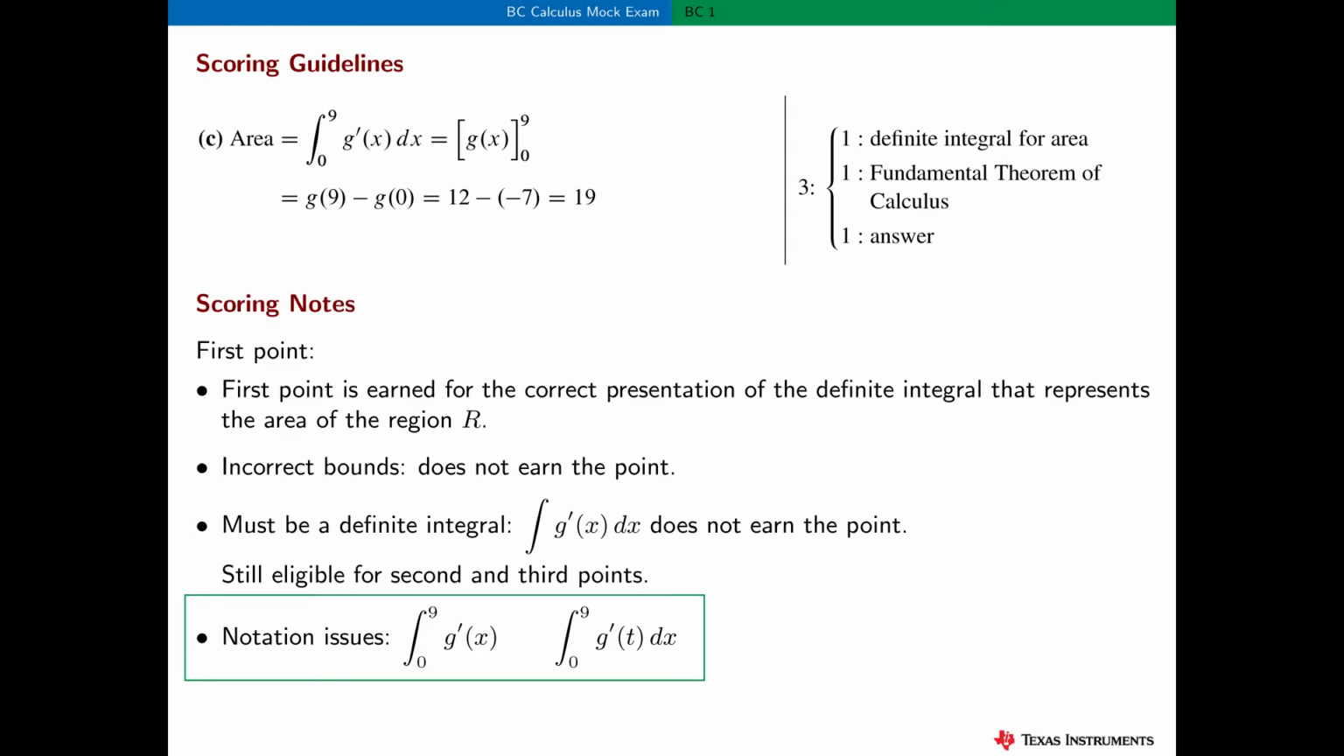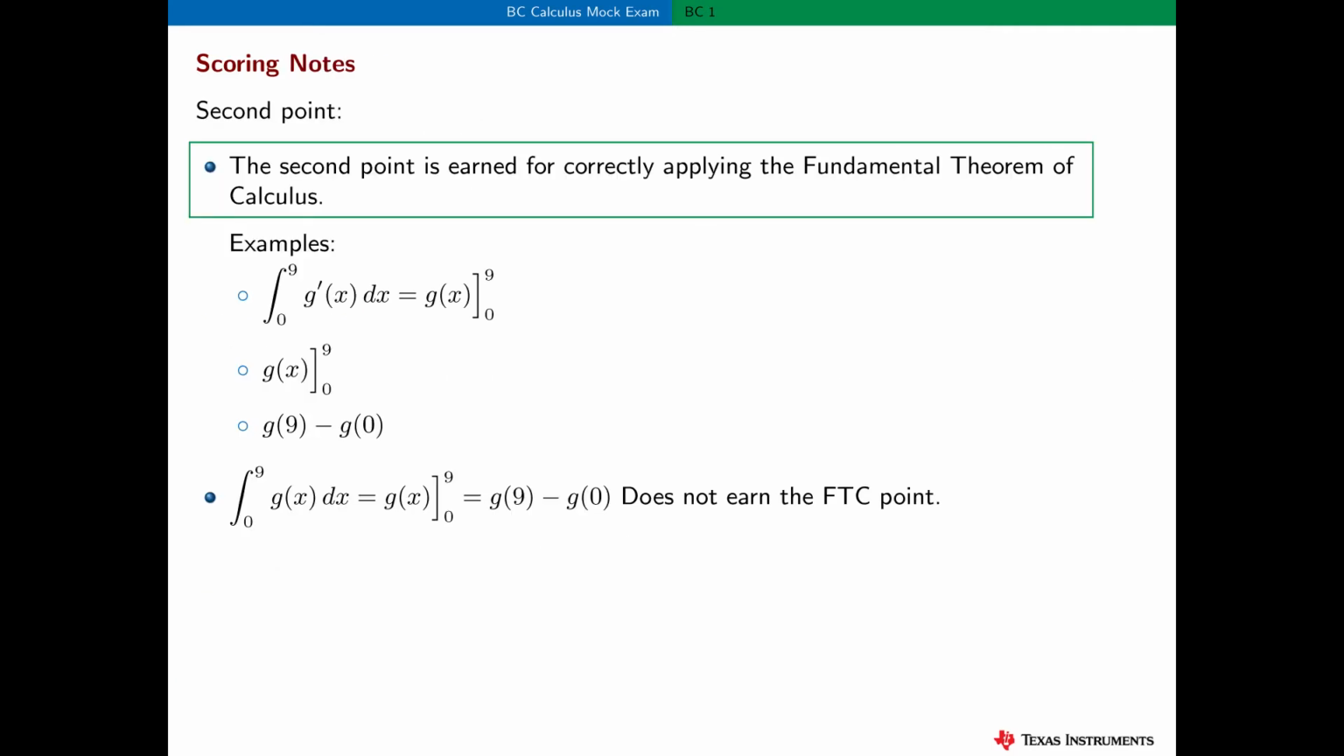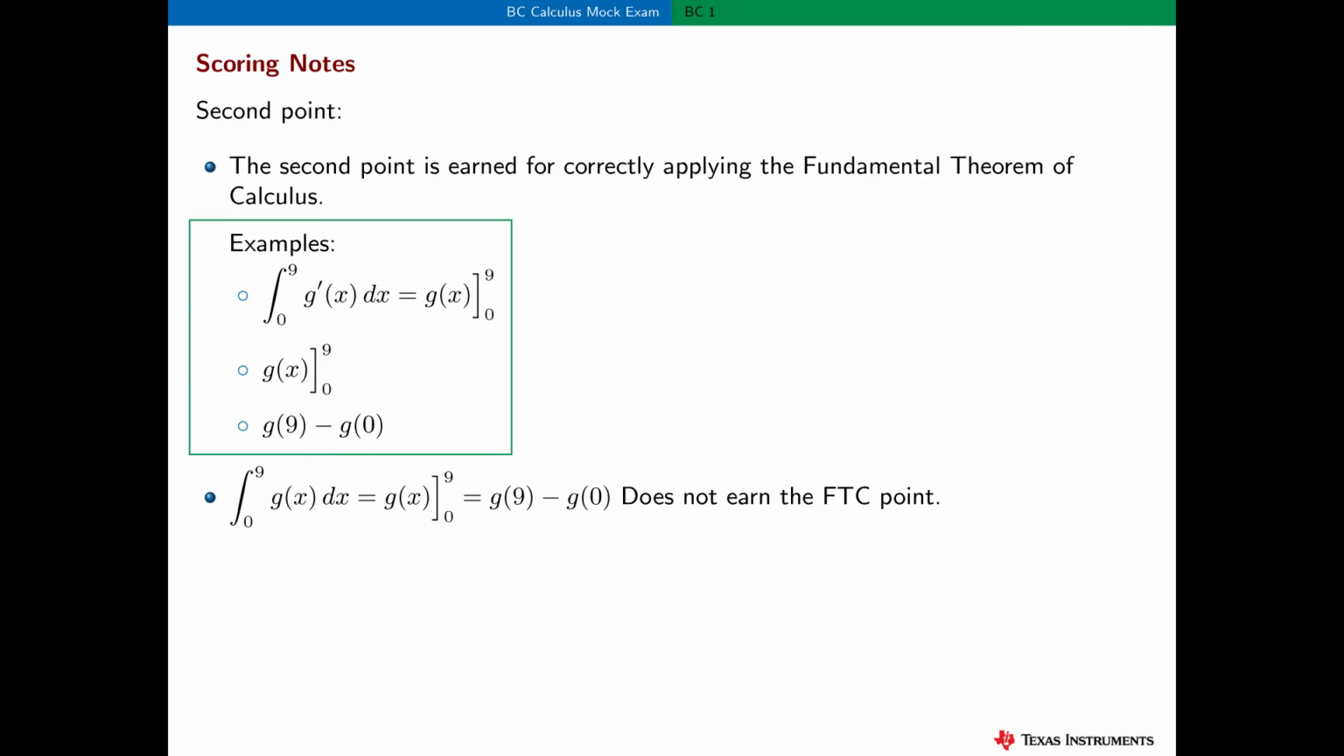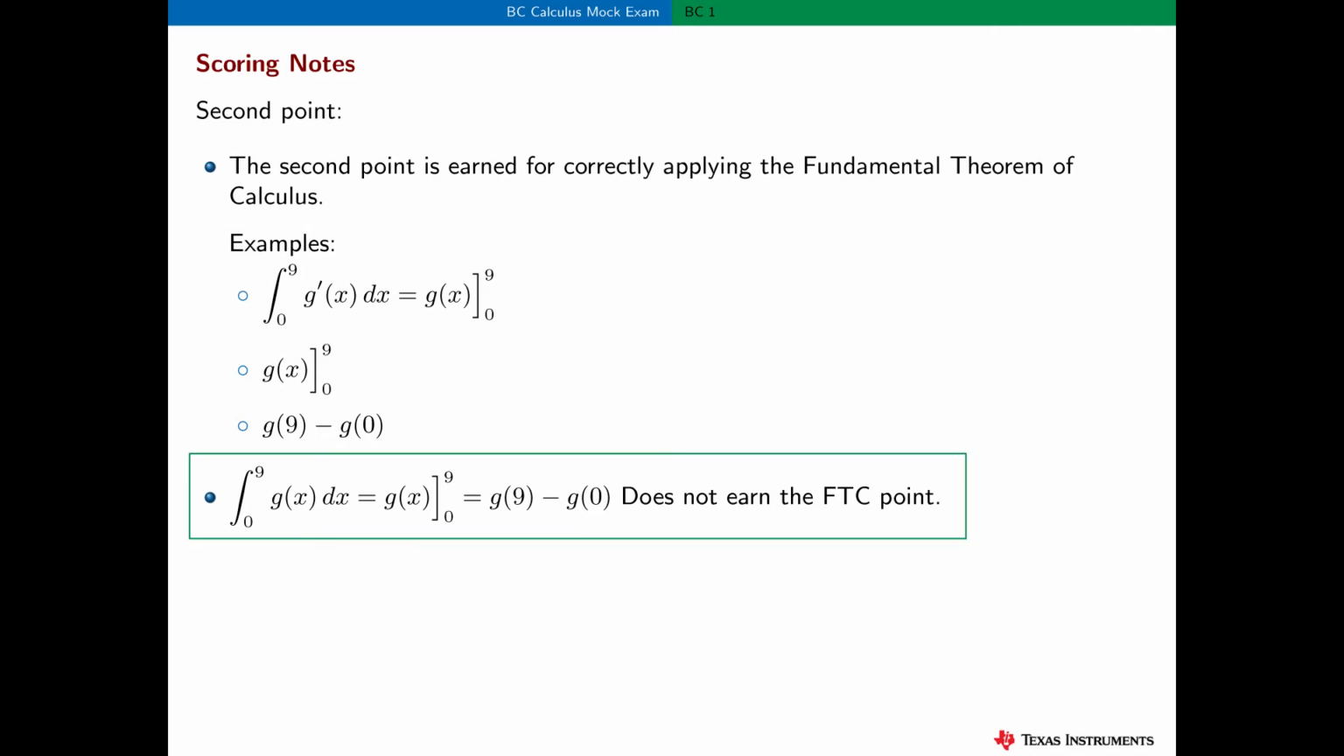And we tend to be a little forgiving on some notation issues here, under the pressure of a high-stakes exam. In this first definite integral, the differential dx is missing. And in the second, notice that there are mixed variables, t and x. However, both of these presentations would probably earn the first point. The second point is earned for correctly applying and sufficiently conveying the Fundamental Theorem of Calculus. Here are some examples that earn the second point. This example does not earn the Fundamental Theorem of Calculus point.